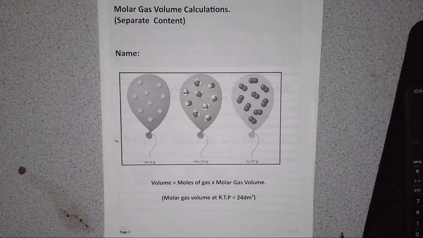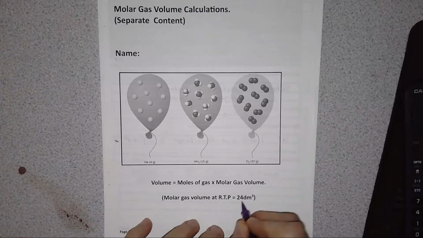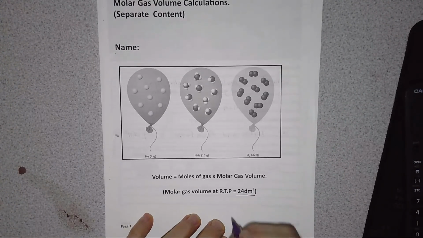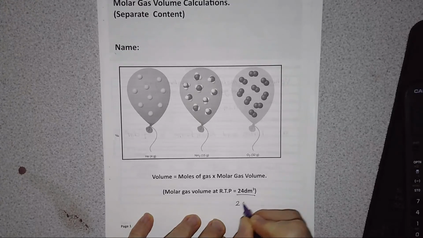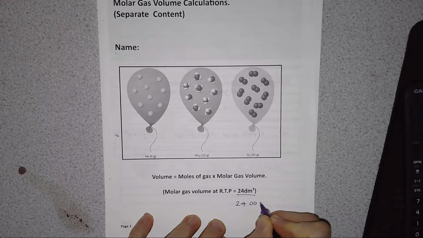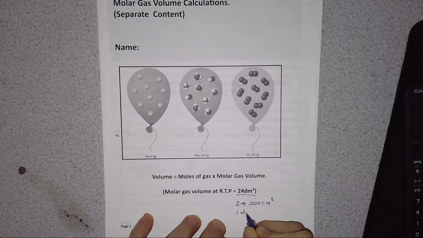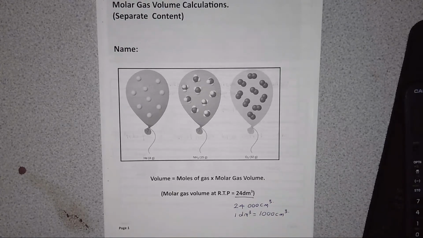Now at GCSE you're only expected to know what the volume is at standard temperature or room temperature and pressure, which is 24 decimeters cubed. You need to remember as well that 24 decimeters cubed is the same as 24,000 centimeters cubed, because 1 decimeter cubed is equal to 1,000 centimeters cubed. Be mindful that you may see questions where they expect you to work between those 2 units.